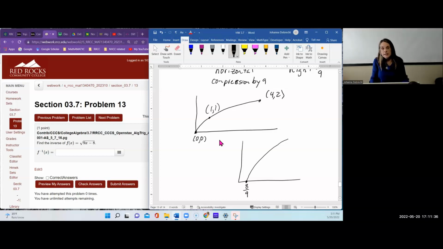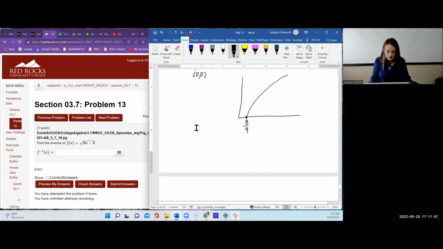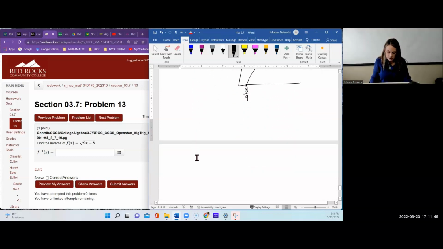It still passes the vertical line test and the horizontal line test. That means that it is a one-to-one function. That means we should be able to find the inverse function. Now we're going to write the equation down and solve for the inverse.